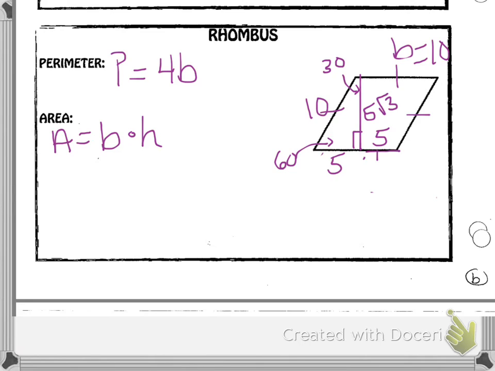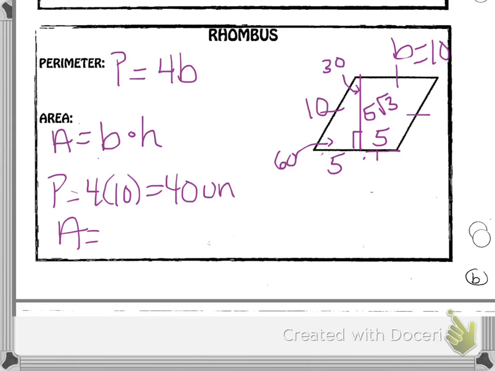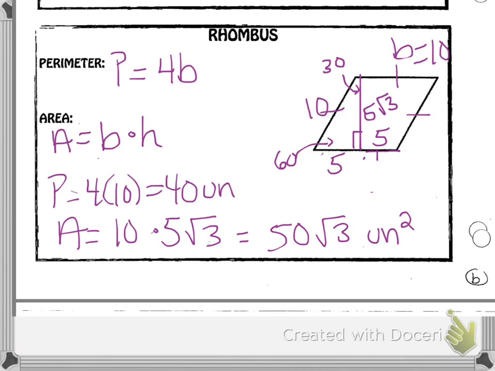So if you're finding perimeter, here we would just have 4 times 10, or 40 units. And if we're finding area, it's our base, which is 10, times our height, which would be 5 radical 3. So we would end up with 50 radical 3 units squared, and if you would like to, you can do that out to a decimal, but you don't have to. Okay? Sorry about my mess up there.